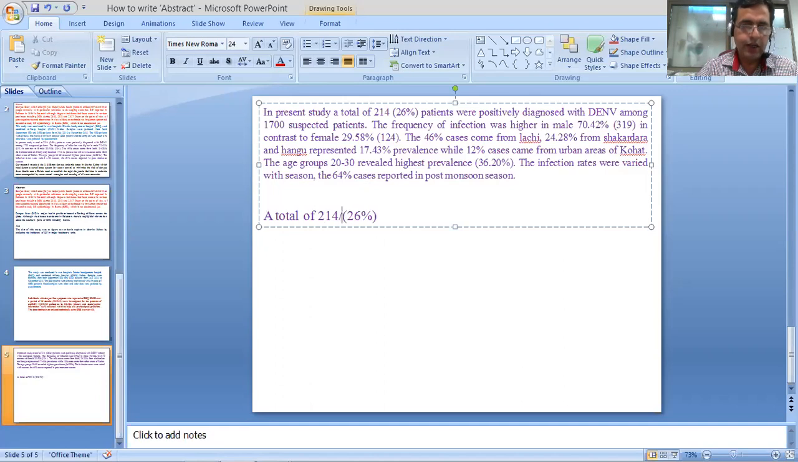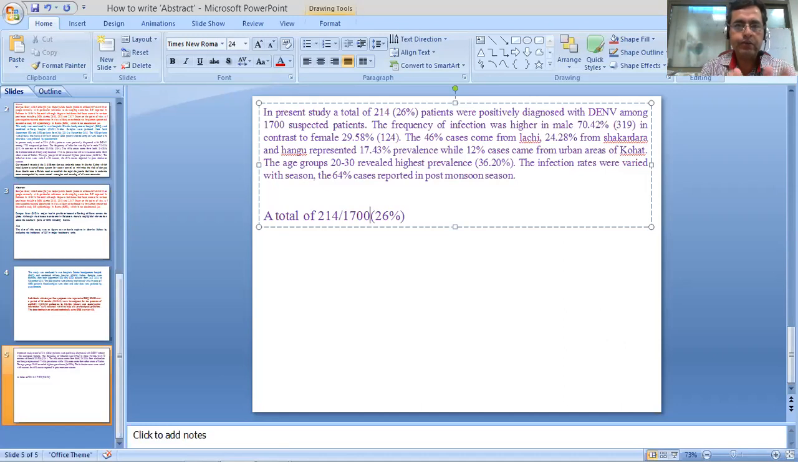It's better that I write total here: 214 out of 1700. Suppose it makes 26%. Maybe the percentage is a little bit different because I have made changes to the numbers in order to avoid any issue, because this is a student's abstract that he has actually sent me. That's why.